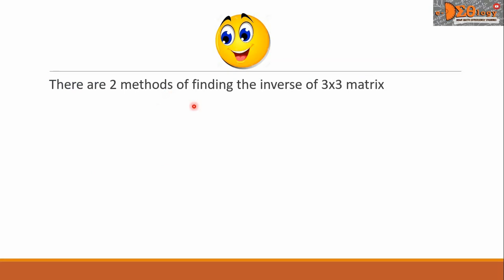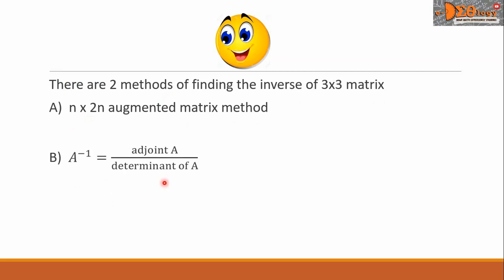There are two methods of finding the inverse of a 3 by 3 matrix. The first method is the n by 2n augmented matrix method. The second method is this formula: A inverse is equal to the fraction with the numerator adjoint A over determinant of A. You can use any of these methods. The discussion of these methods will be done in the next video.